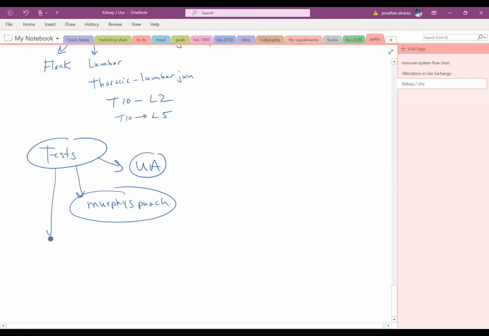Fancier things would be imaging: MRI, ultrasound, or X-ray. The better one is the MRI. The next best one for the kidney is ultrasound. And then the third would be X-ray.